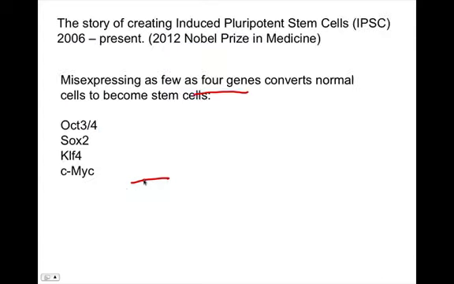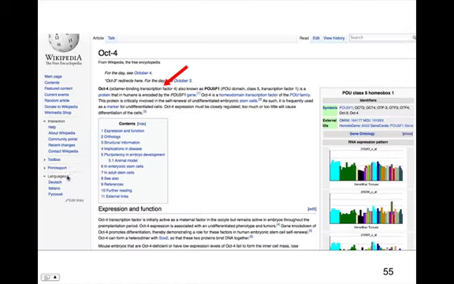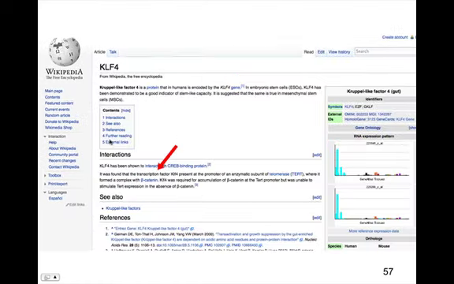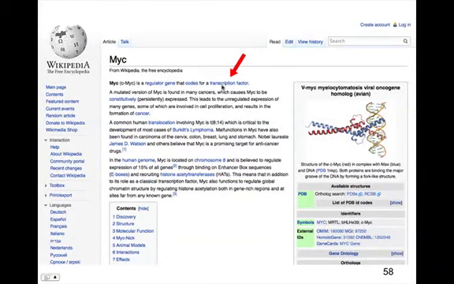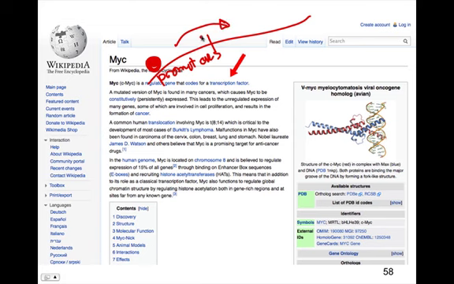So we just go back to that list. These guys are transcription factors. MYC is a transcription factor as well. Okay? There's MYC, a transcription factor. So we remember what transcription factors do. Transcription factors bind to the promoters of target genes. So there's MYC or any of these others binding to the promoter of target genes and activating their expression.